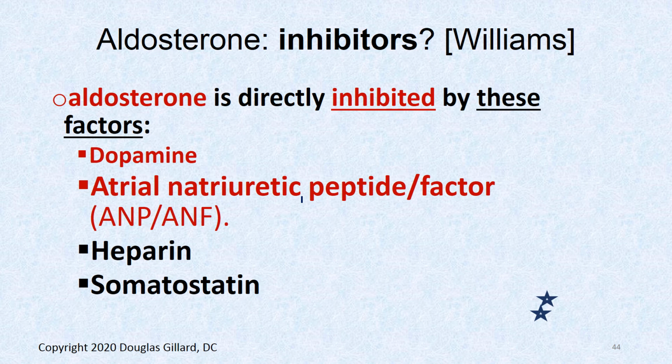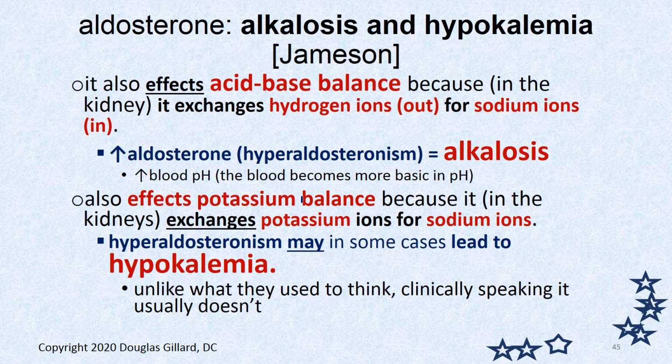There are some aldosterone inhibitors. I'm not going to go crazy into this, but dopamine, strangely enough, is an aldosterone inhibitor. The atrial natriuretic factor, ANF or ANP, also inhibits it. That one's intuitive. Heparin and somatostatin also inhibit it. I'm not going to explain; we'll just leave it at that.